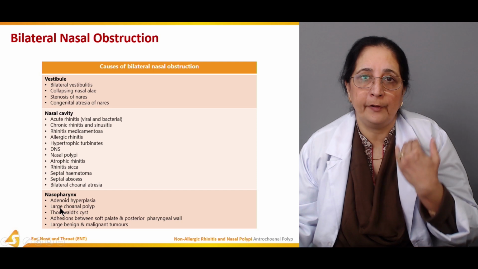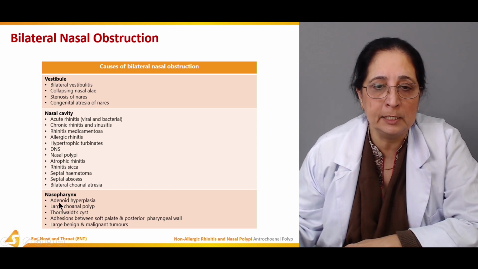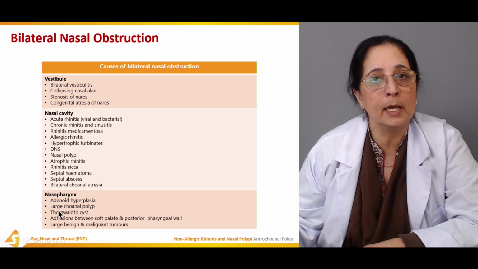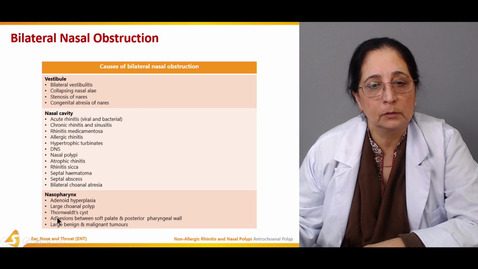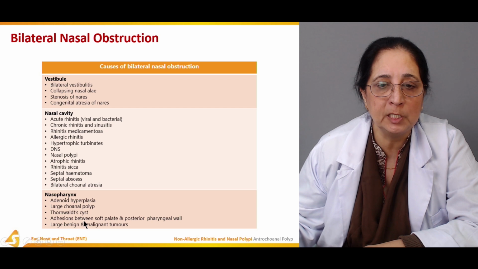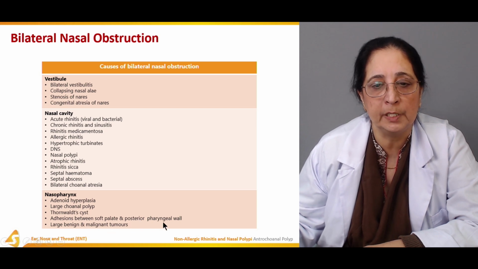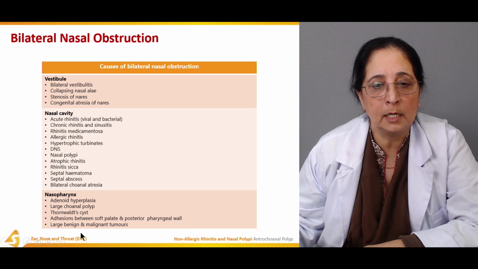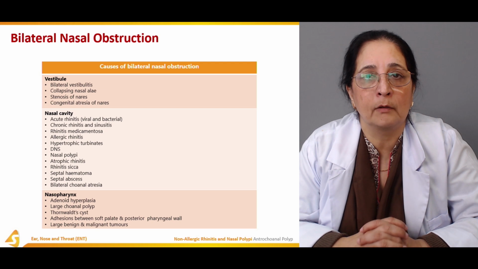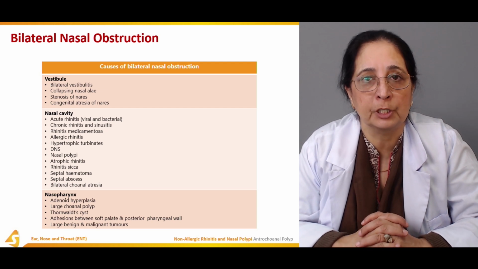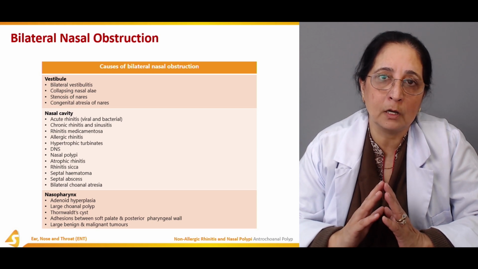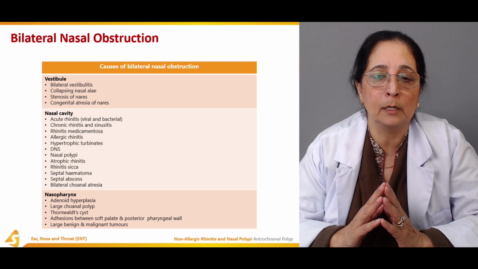Then in the nasopharynx, you can see adenoid hyperplasia when adenoids are enlarged, large choanal polyp, Thornwaldt cyst, then adhesions between soft palate and posterior pharyngeal wall, large benign and malignant tumors. All these are the causes of bilateral nasal obstruction, even though bilateral nasal obstruction is not common with antrochoanal polyps.